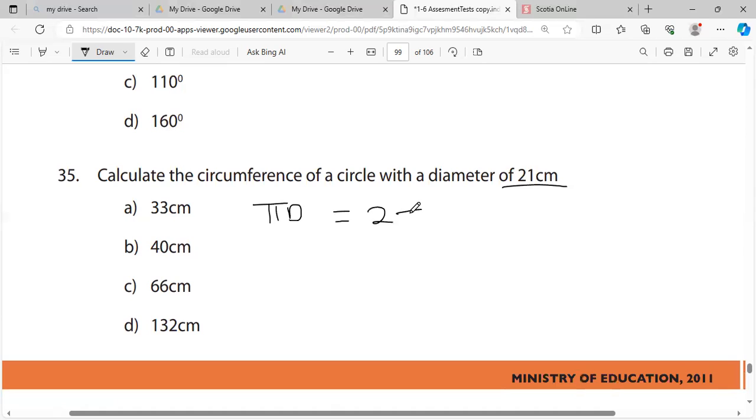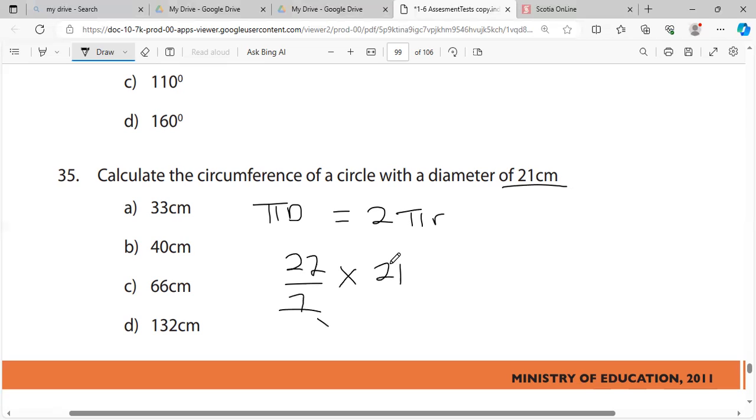Some students use the formula for circumference, so it's either pi d or 2 pi r, right? Because the diameter is 2 times the radius. If we use pi d, we're going to use 22 over 7 as pi, since 21 is a multiple of 7. So it's 22 over 7 times 21.